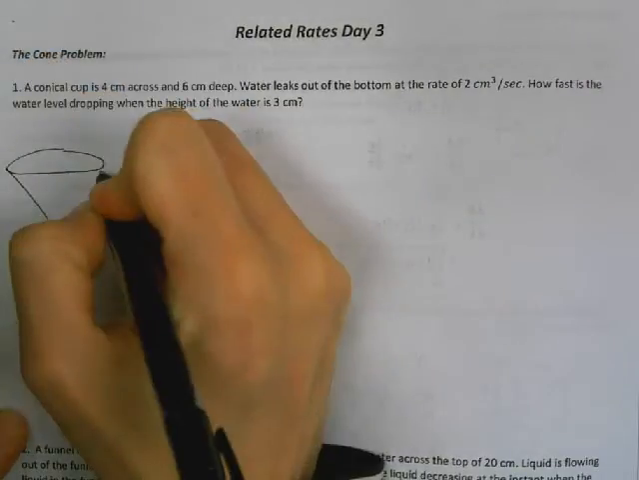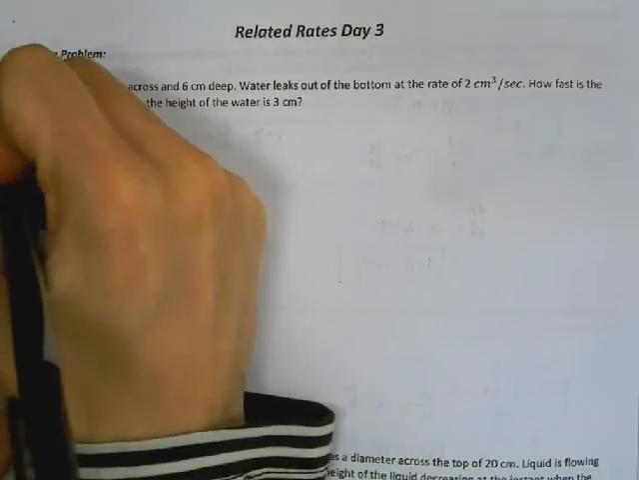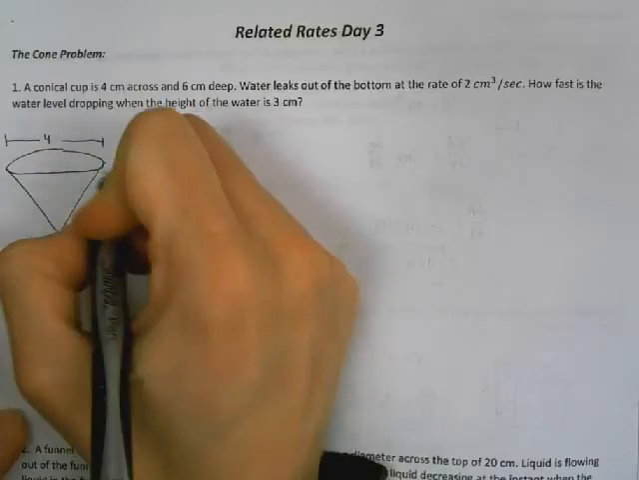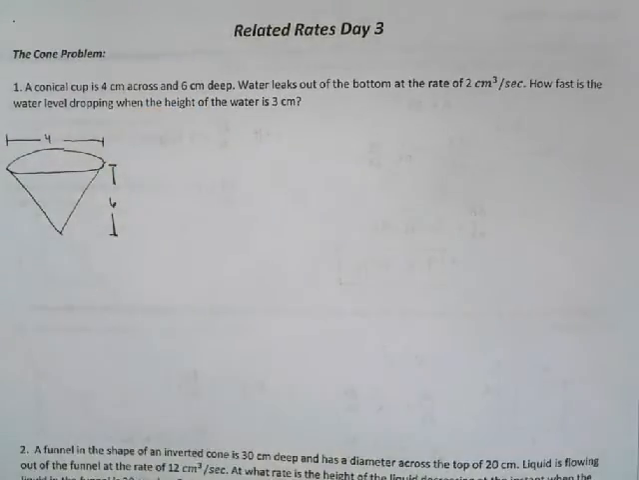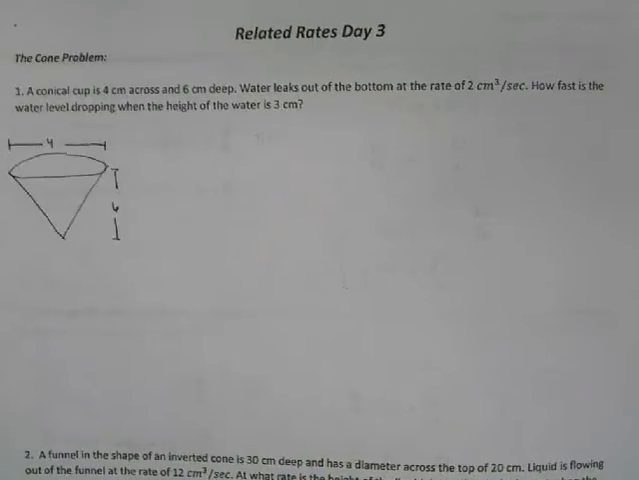So what we're looking at is our cone. 4 centimeters all the way across, so we're talking about the diameter there of the base, and then it's 6 centimeters deep. Obviously my picture is not to scale. Okay, so we know water is leaking out of the bottom at the rate of 2 cubic centimeters per second. We want to know how fast the water level is dropping when the height of the water is 3 centimeters.